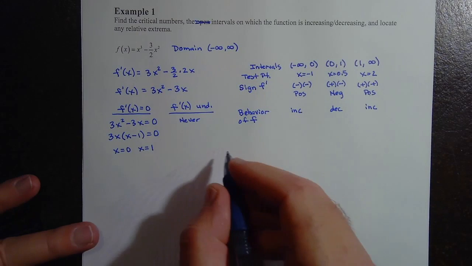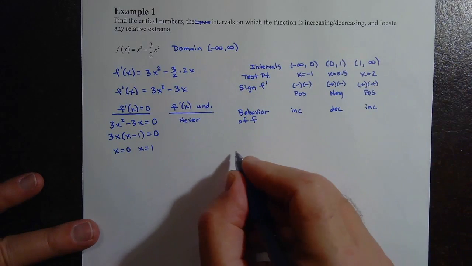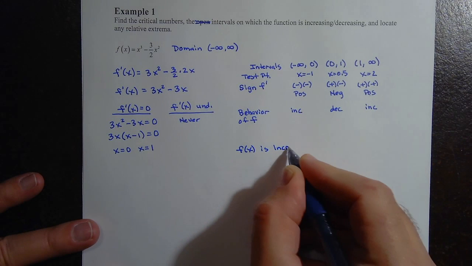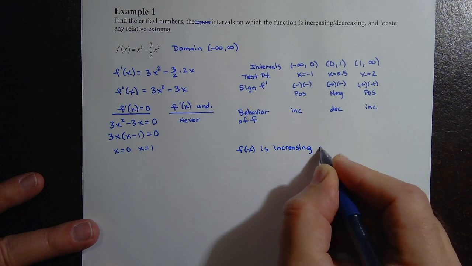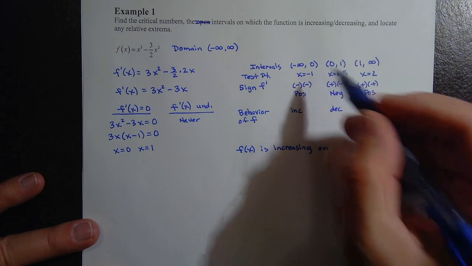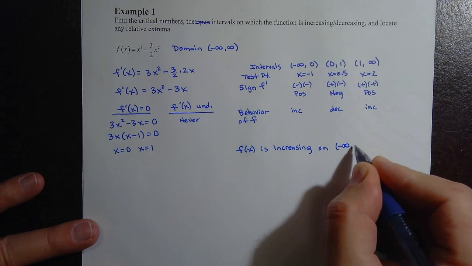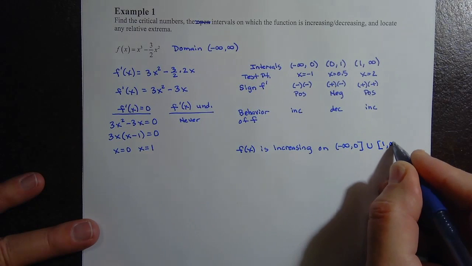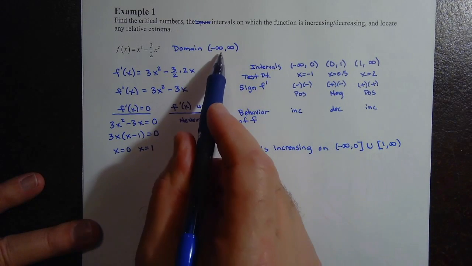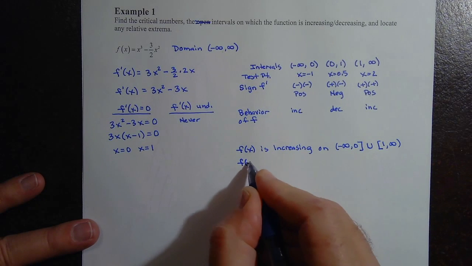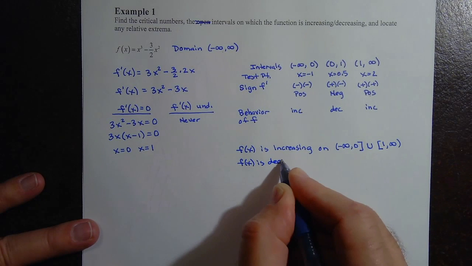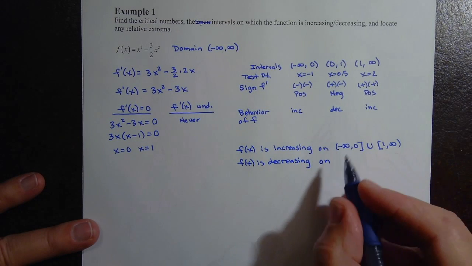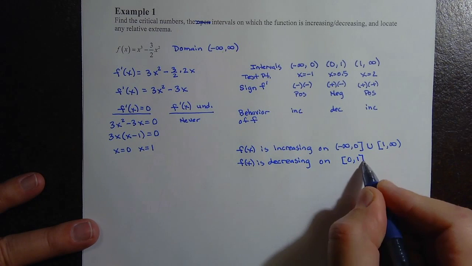All right. So we would say from this sign chart, the analysis here, we could say that f of x is increasing on the interval negative infinity to 0, and we're going to include 0. And then union, and it's also increasing from 1 to infinity. And both 0, we can say that because both 0 and 1 are in the domain of this, okay? And then we could say f of x is decreasing on this interval right here, and it would be including 0 to 1, okay?